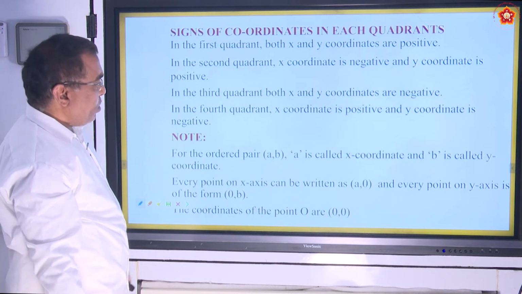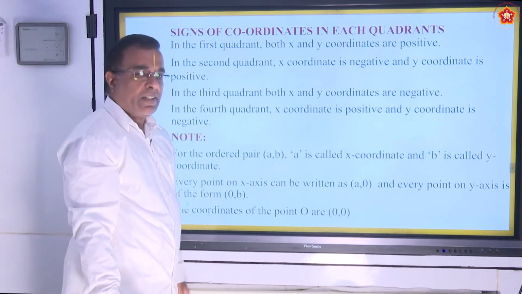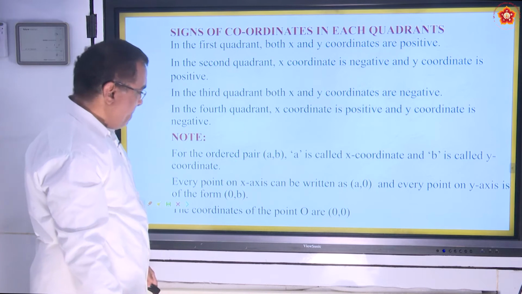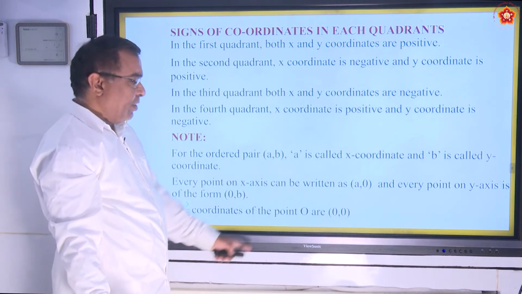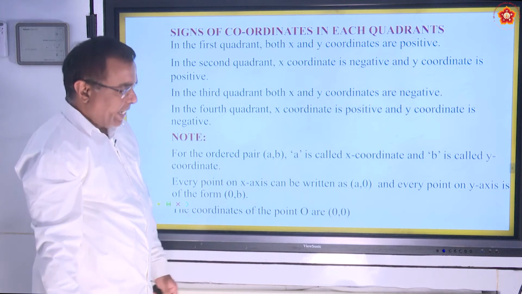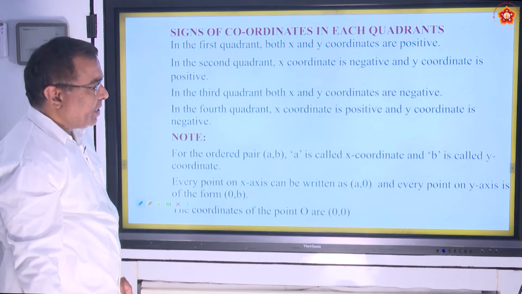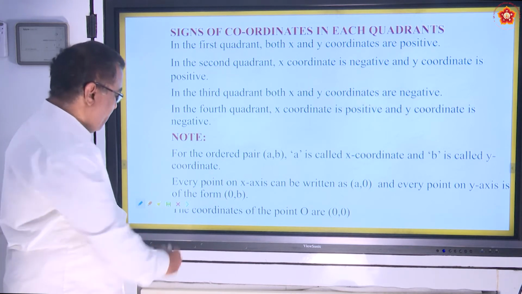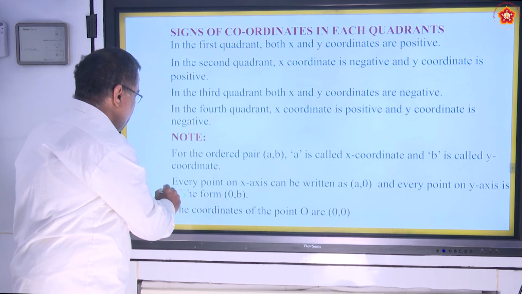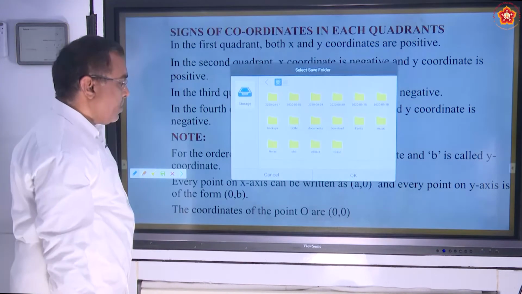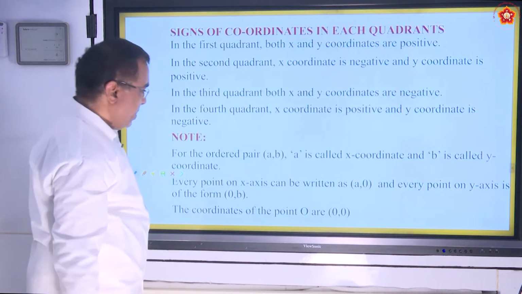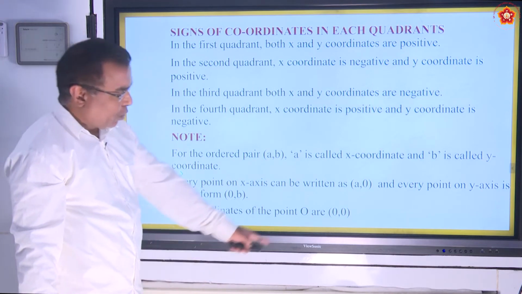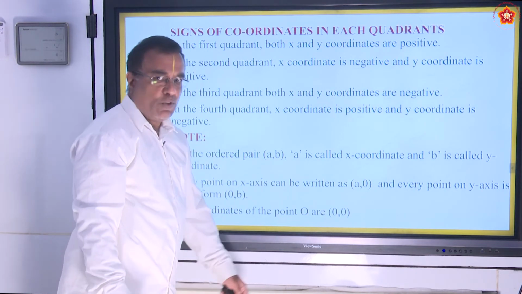For any ordered pair, this is an important note. a is known as the x coordinate and b is known as the y coordinate. You can also denote it as (x, y). Any point on the x-axis is always written as (a, 0), and any point on the y-axis we denote as (0, b). Now, the coordinates of the point O we take as (0, 0). It means the x coordinate is 0 and the y coordinate value is also 0.